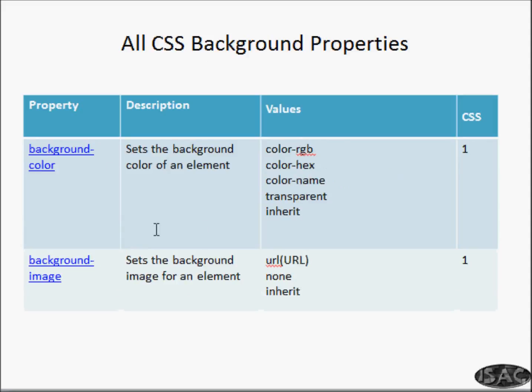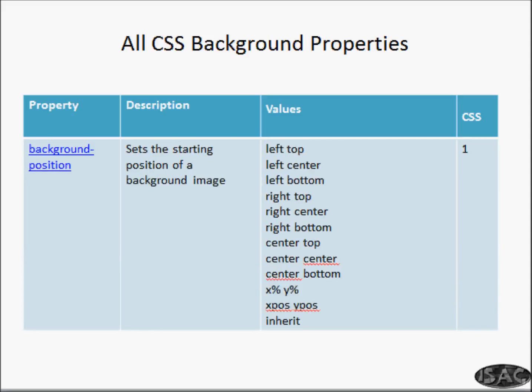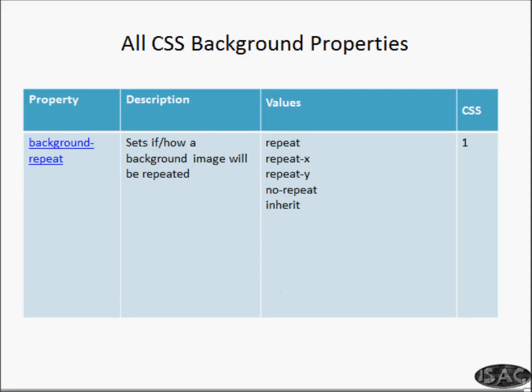For background-color, you can pass the color. For background-image, you can have an image here, right? And if you say none, it means no image. For background-position, you can give positions like left top, left center, left bottom. You can even pass x and y coordinates, right? An x percentage and y percentage, or an x position and y position, and it will go to that position, right? Background-repeat, you have seen repeat. By default it will repeat. And repeat-x, repeat-y, no-repeat, and inherit are there, right?